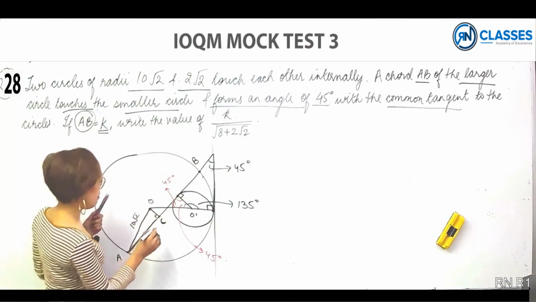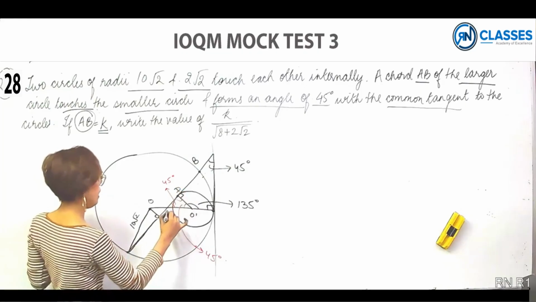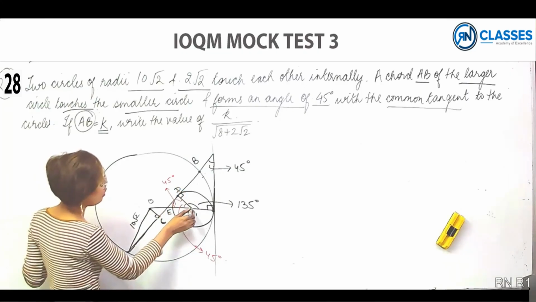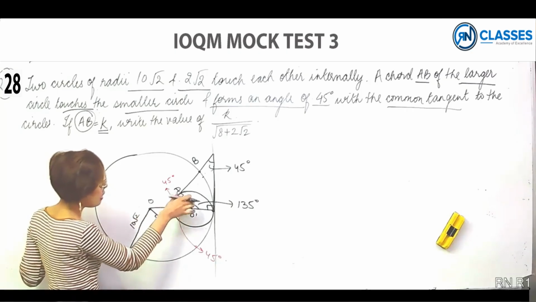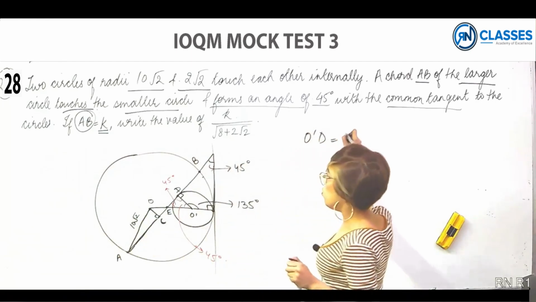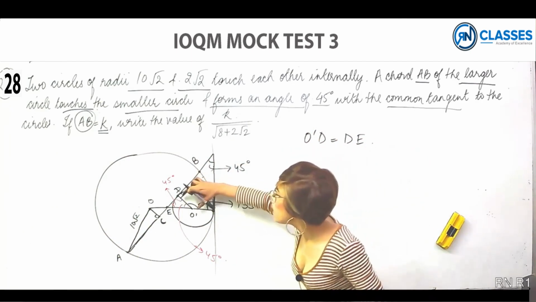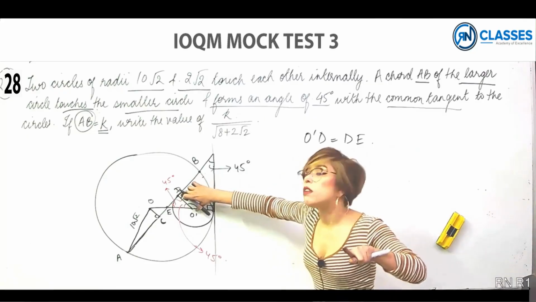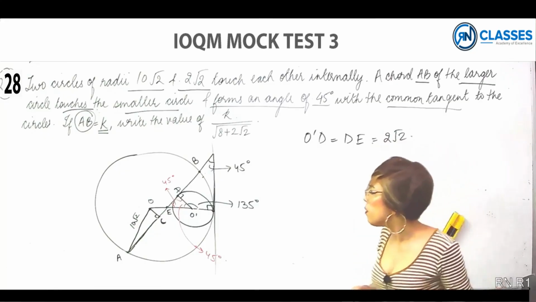Okay, so let me name this point. This point, let that be D, and this point, let that be E. Now, in this triangle O dash D E, can I say that this length is equal to this length? O dash D will be equal to DE. Isosceles triangle is there, right? And O dash D is nothing but the radius of the smaller circle. This is equal to 2 root 2. We'll see where we have to use it, don't worry.